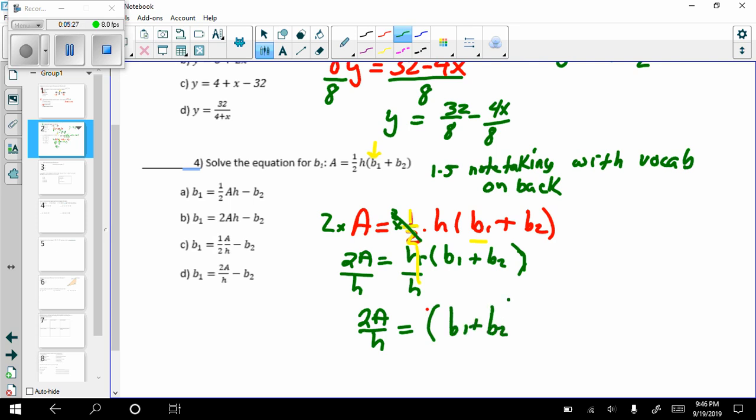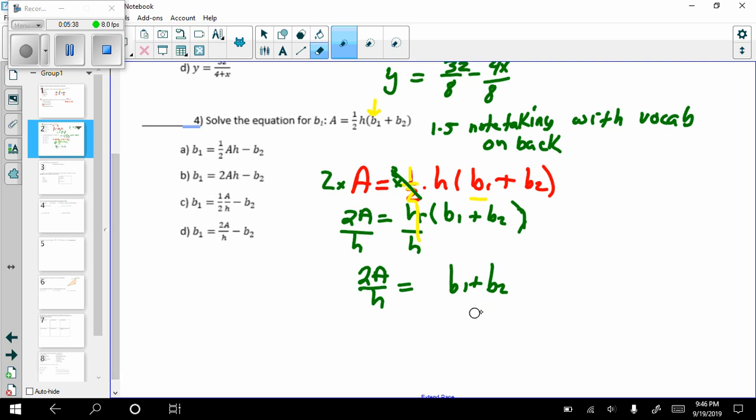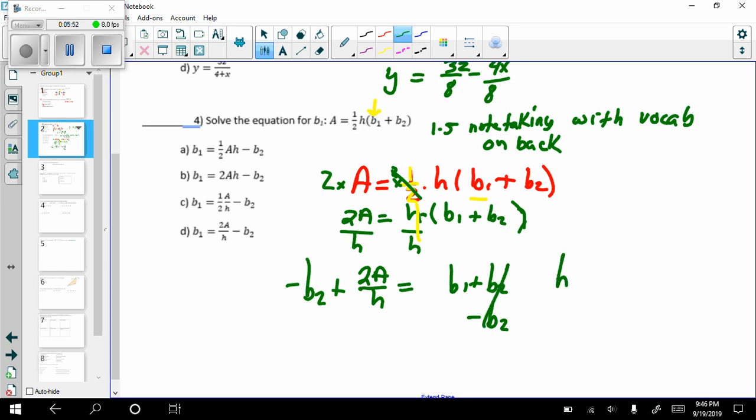b1 plus b2. At this point, I can actually get rid of the parentheses because I don't need them anymore. There's nothing to distribute once I got rid of that h. So our very last step would be to subtract b2 from both sides. And so you would end up here with b1 equals, you can write this a couple different ways. I'm going to say 2a over h minus b2. So this would have been letter D.